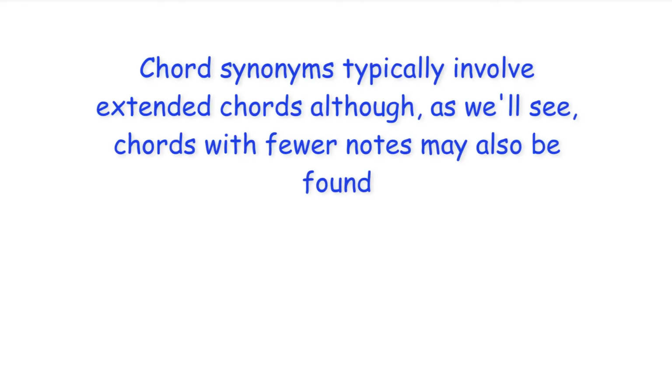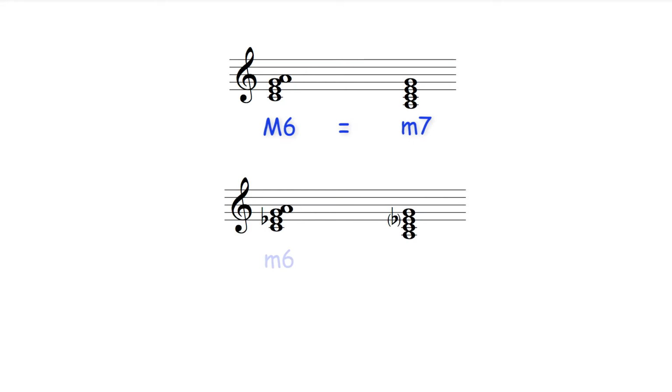Chord synonyms typically involve extended chords, although, as we'll see, chords with fewer notes may also be found. Probably the most frequently cited chord synonyms are the major sixth and its relative minor seventh, and the minor sixth and minor seventh flat 5 chords. As expected, each pair contain the same notes.